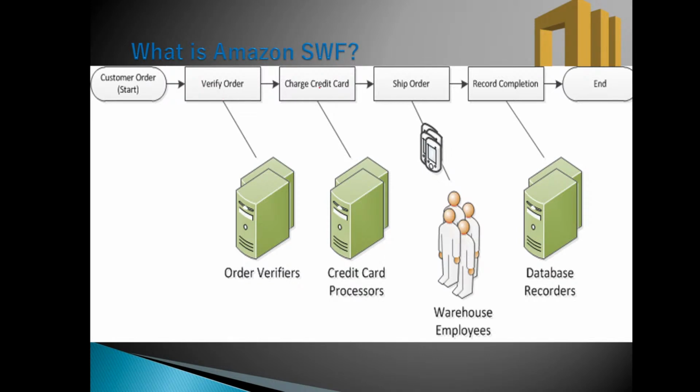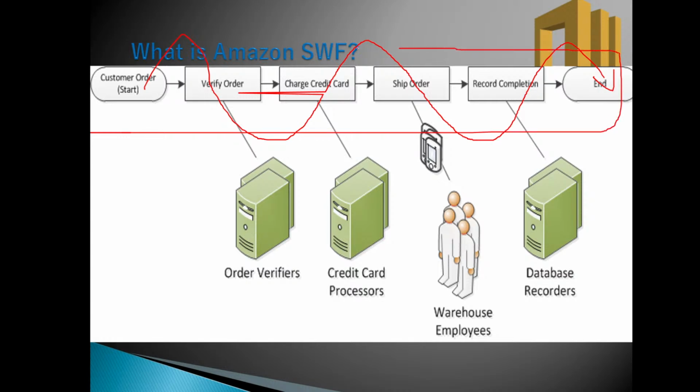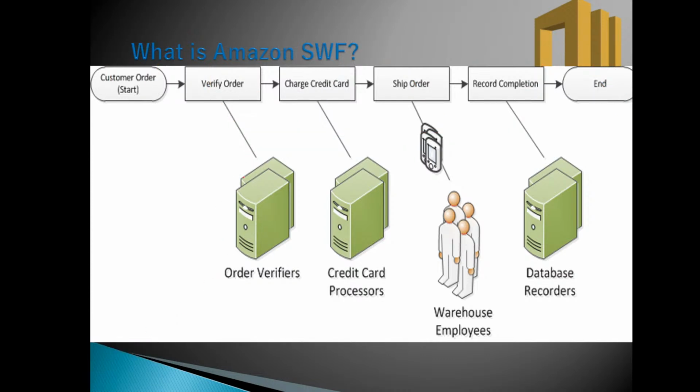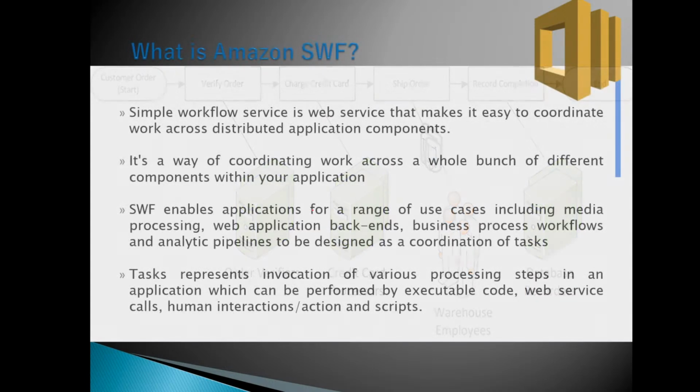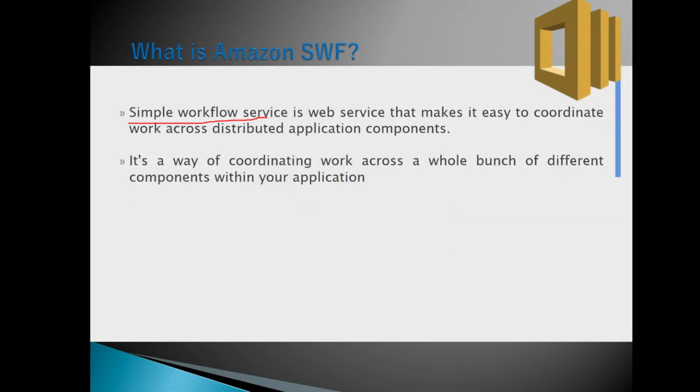Verify your order, credit card. This is a flowchart. You order something, that order is verified, then you pay for that order. It will be shipped to you, the record is completed and the task is ended. This is task creation, an end-to-end workflow. If you want to create an end-to-end workflow which involves machines as well as humans, where some tasks are done by humans and some by machines, like confirming your payment or verifying the order, you can create it using Simple Workflow.